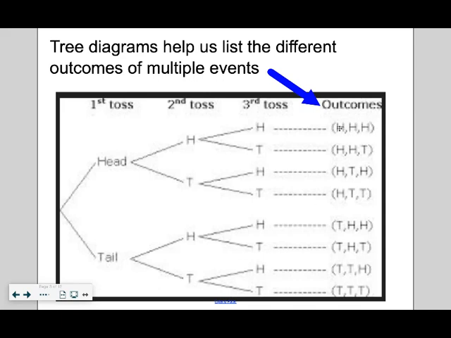One example is that we get heads all 3 times, right? Heads, heads, heads. We get heads, heads, tails, so on. We can get tails, heads, tails, and then of course tails, tails, tails. So what a tree diagram helps us do is figure out all the different possible outcomes we could have by the end of certain events happening.